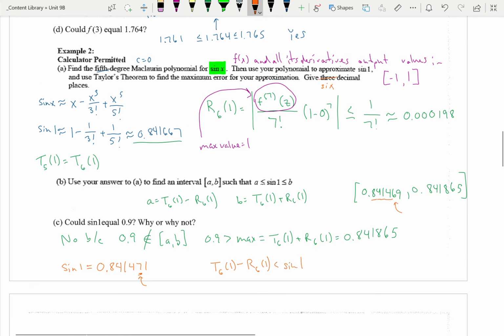Okay, clearly sine of 1 is smaller than the maximum, because it's not quite as close. Those don't even match to 4 decimal places. But yeah, this is definitely, the calculator does support the Lagrange error bound, which is always nice to have, some validity to your result.